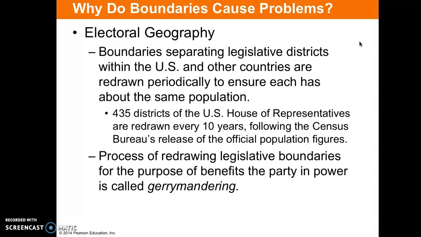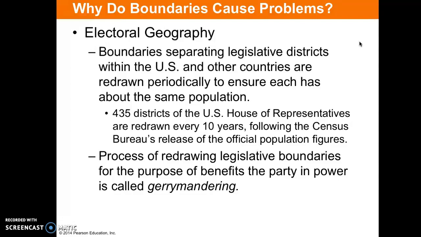The United States, we have ours drawn every 10 years following the Census Bureau once they publish the official population figures. The U.S. has the state representatives for each state draw the boundaries, which is weird. Many other democratic states have an independent board that does it, but we leave it to our elected state officials. And many people believe that leaving it to these elected state officials has led to an increase in something called gerrymandering. Gerrymandering is when you redraw legislative boundaries for the purpose of benefiting the party that is in power.